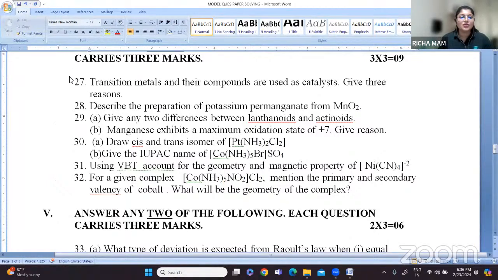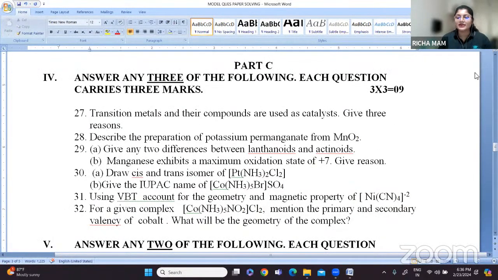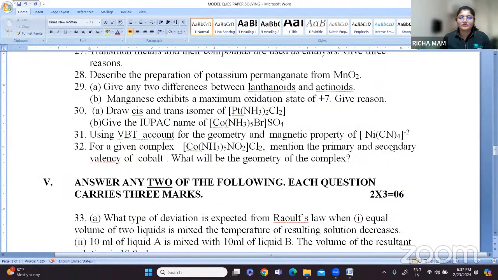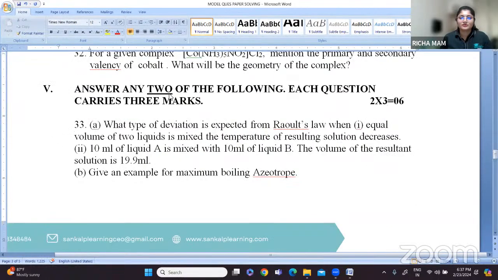Is it clear? So this is part C. Part C consists of inorganic chemistry, and you will be getting 6 questions. Out of 6 questions, you can answer any 3. Is it clear? So we'll move to the next.